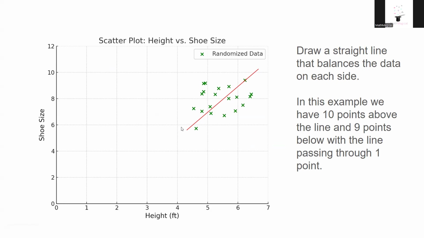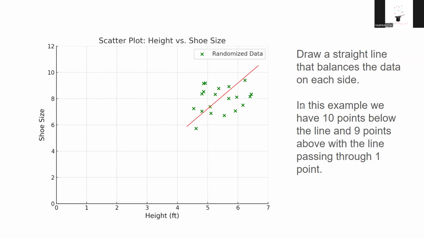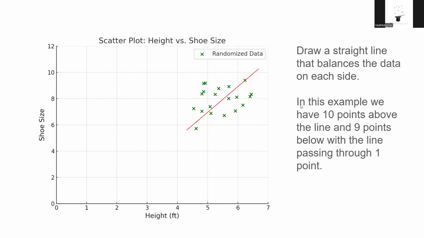Draw the line so that the distances from the points to the line are as small as possible. This minimizes the error. In this example, we've drawn the line so that there are 10 points above the line and 9 points below the line, with the line passing through one point. Here's another example where now we have 10 below and 9 above. I personally prefer this line, but you can see that there is a little bit of estimating and flexibility in here.